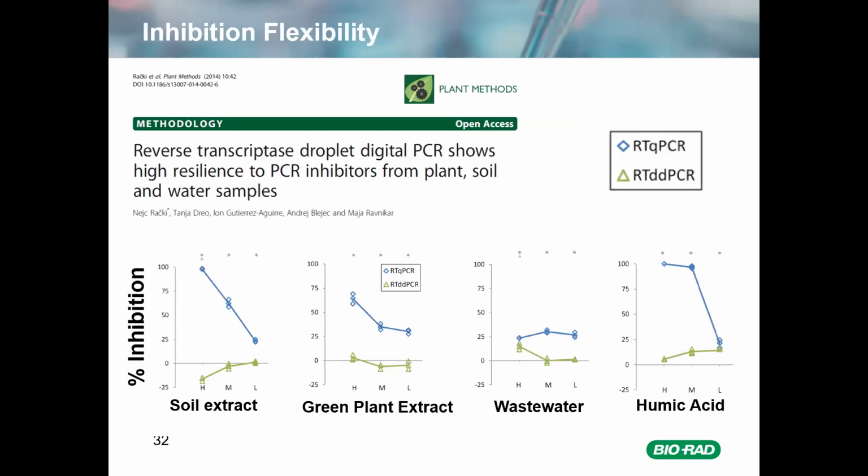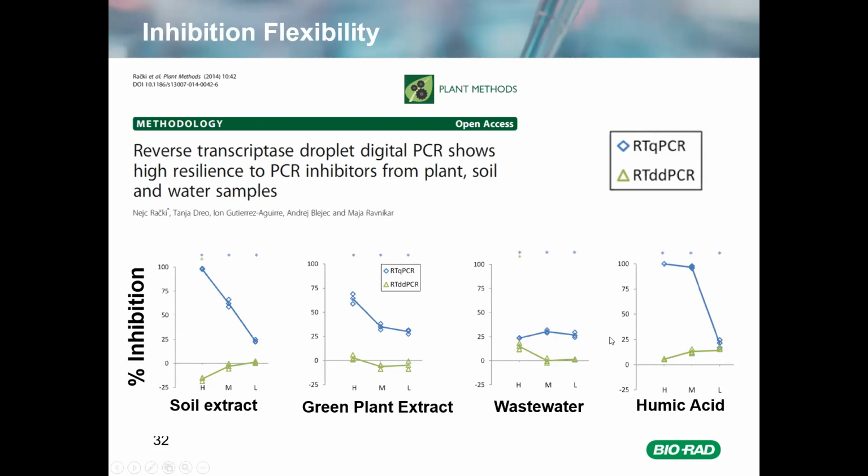Now, the last topic of flexibility that we're going to cover is flexibility when it comes to the presence of inhibition. I'm just going to show you one figure that highlights this. This is coming from Plant Methods Journal, where they are comparing qPCR in blue and ddPCR in green, looking at several different types of samples that are notorious for having PCR inhibition. On the y-axis is their percent inhibition as determined by measuring a sample with no inhibitors versus samples that have either high, medium, or low amounts of that inhibition.